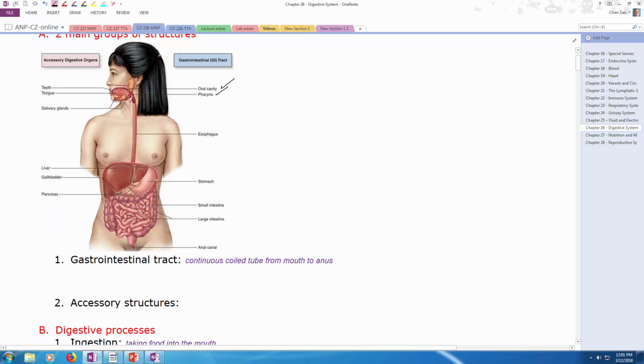Then it will be our pharynx, then the esophagus, then food goes into the stomach, the small intestine, the large intestine, and out the anal canal. The gastrointestinal tract is often called a continuous coiled tube from mouth to anus whose lumen is considered outside the body.